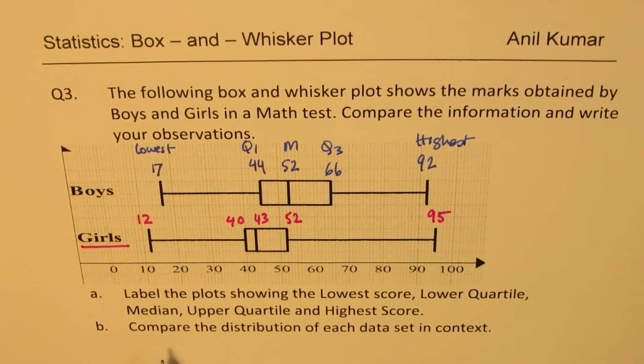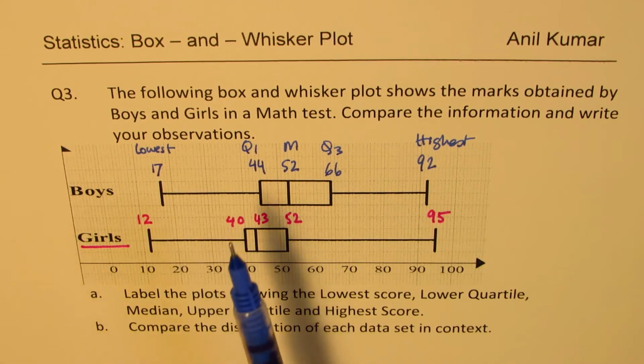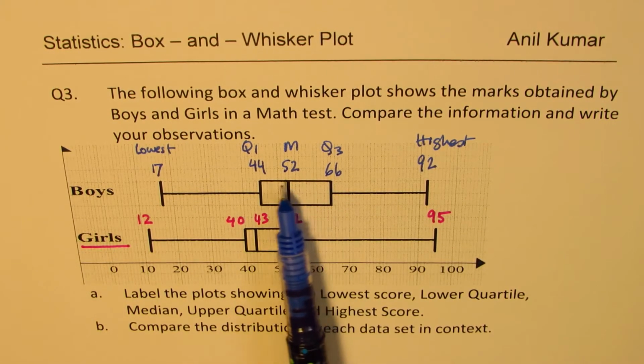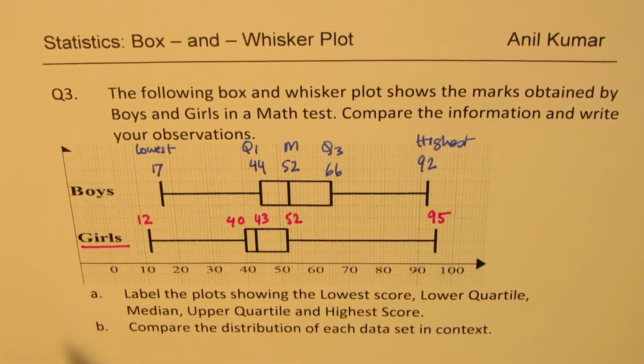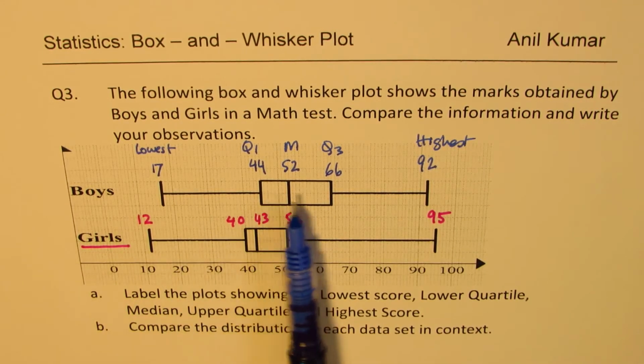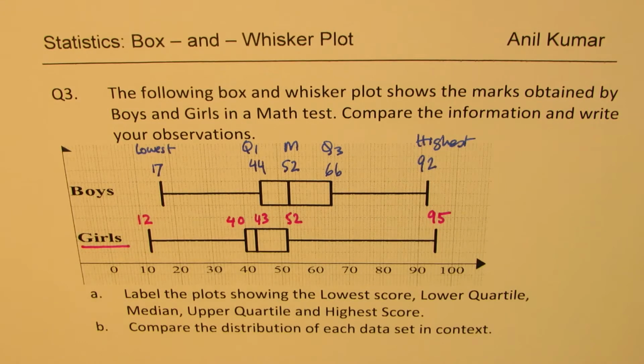Part B is to compare the distribution of each data set in context. So that is very important. So what are the good points which you could say? Well, clearly, you can see that the bulk of the boys did better than the girls. That's absolutely clear from this data. So that is the 50% of the boys. So you could compare and then say that.